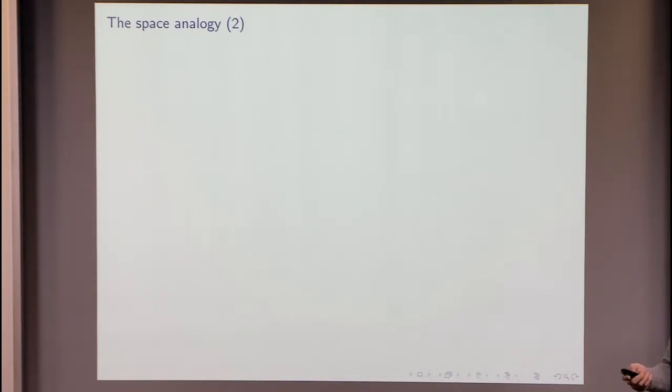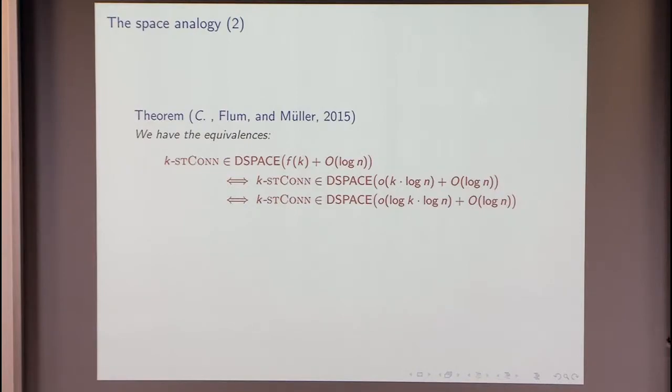So what about the equivalence? Remember, we have an equivalence in the time case. Here we have an equivalence among three statements. The first is k-ST-con in parameterized log space. The second is k-ST-con in space little o of k log n plus O of log n. This would be an improvement of the brute force algorithm. Remember, the brute force algorithm stores a path of length k, which needs space k log n. The third statement is an improvement of Savitch's algorithm: you put k-ST-con in space little o of log k times log n plus O of log n. In fact, all these three statements are equivalent.